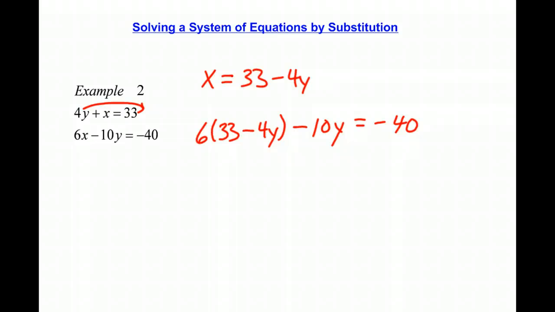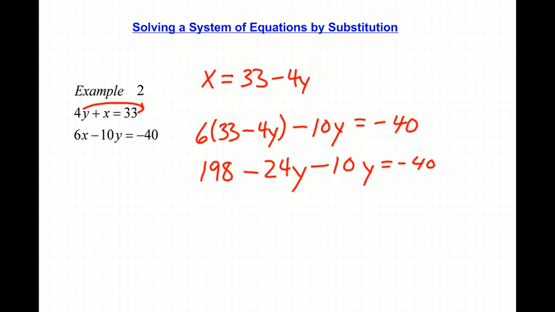6 times 33 would give us 198 minus, and then the 6 times the -4y would be -24y minus 10y equals -40. Let's go ahead and combine our two y terms. 198 minus 34y equals -40.